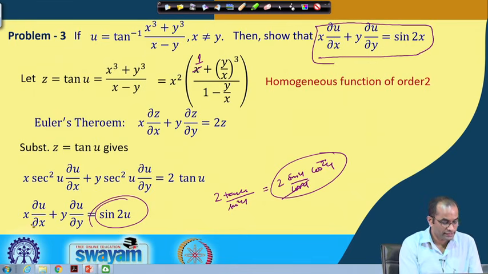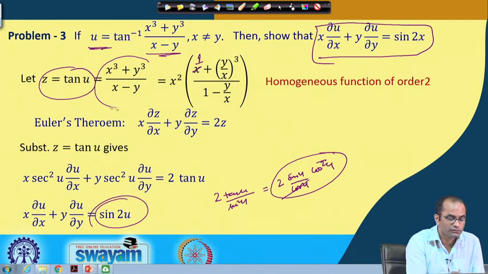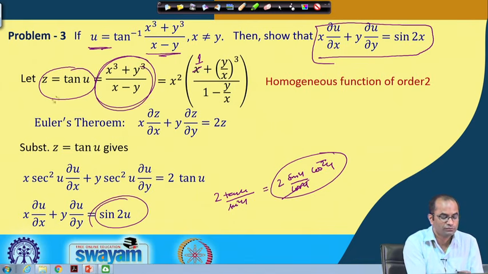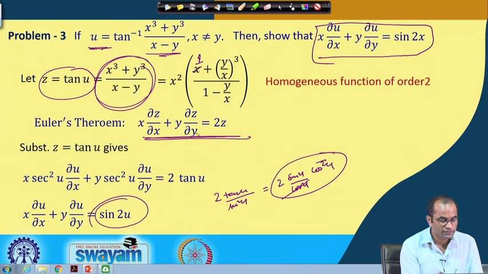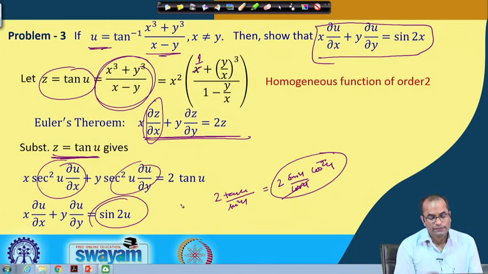So we get the desired quantity: x del u over del x plus y del u over del y is equal to sin 2u. The important point here is that this u was not a homogeneous function, but by defining z equal to tan u, which is x cube plus y cube over x minus y, it becomes homogeneous. Then we applied Euler's result on z, and noting z is equal to tan u, we computed the partial derivatives of z with respect to x and y, and then we get the desired result.